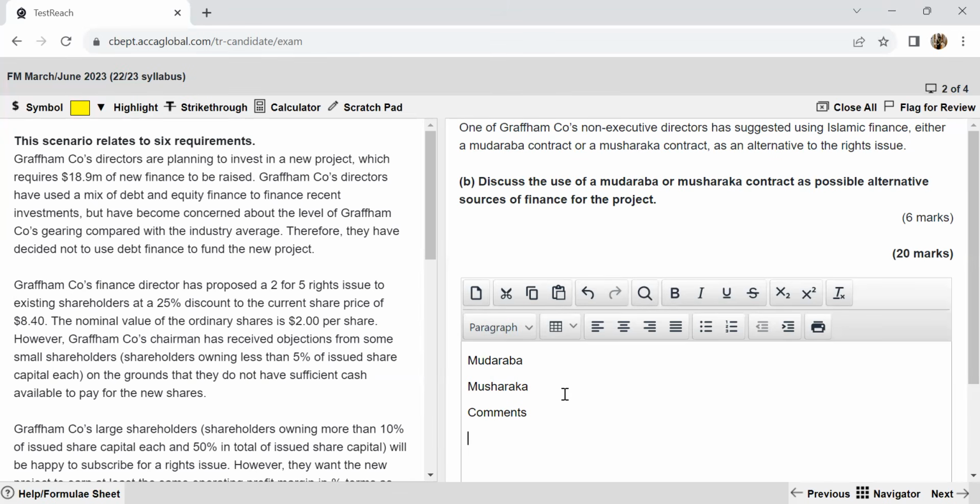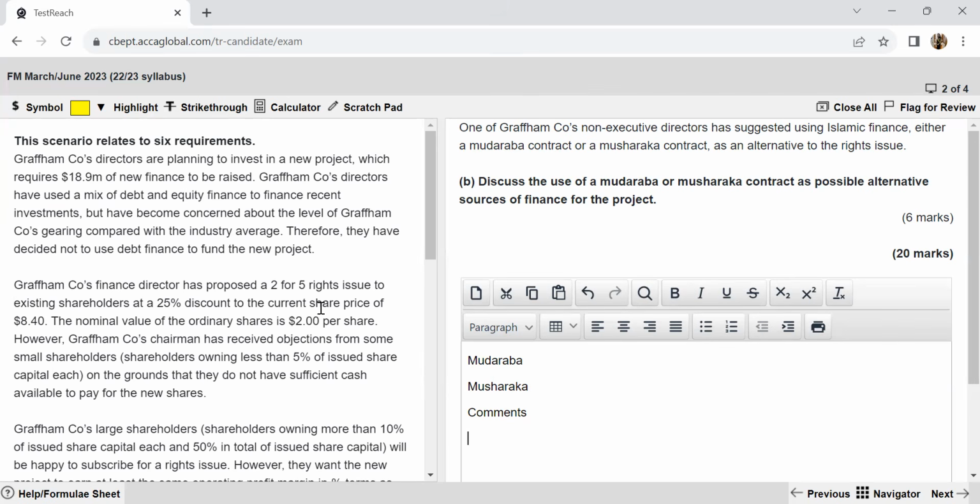Now let's talk about the comments, as in what is more suitable for Graffham company. From the company's point of view, Musharaka would still mean that Graffham company would have to contribute some capital, raising the issue of how this contribution would be financed. Now capital is the main problem, right? That is why they want to go for a rights issue. So a Musharaka contract is not very suitable here. But a Mudaraba contract will be more advantageous. How? Because the capital provider will be contributing all the capital and will also be bearing all the losses. They also get the advantage of no interference in management.